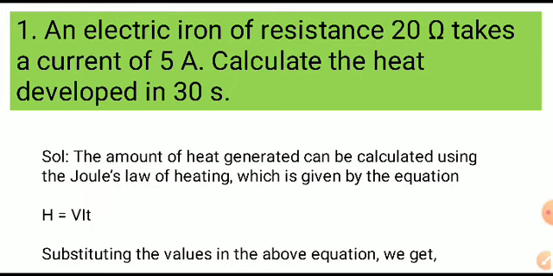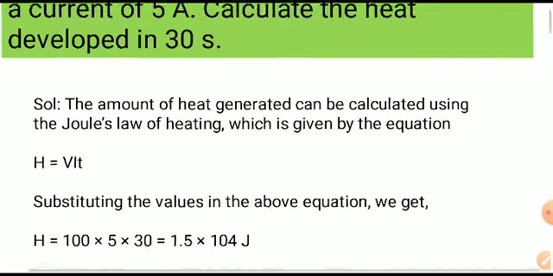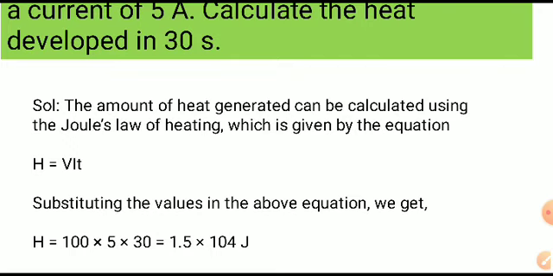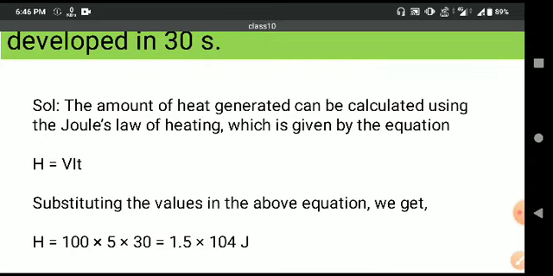So here the electric iron offers a resistance of 20 ohm to the flow of current, and the current that is passing through this iron is 5 ampere. So we have to calculate what will be the amount of heat developed in 30 seconds. Now we know that whenever we are asked to calculate the amount of heat developed or energy dissipated, we use Joule's law. And according to Joule's law, the equation that is provided is H equals VIT. That is written here.